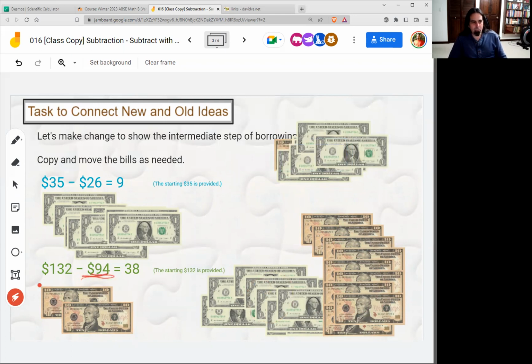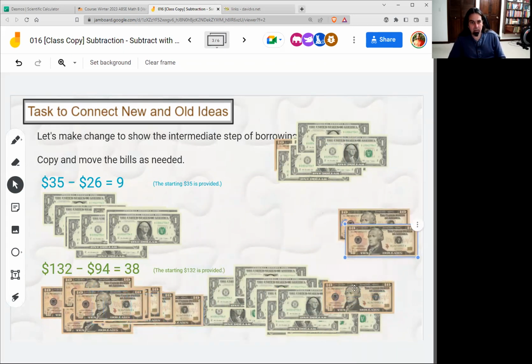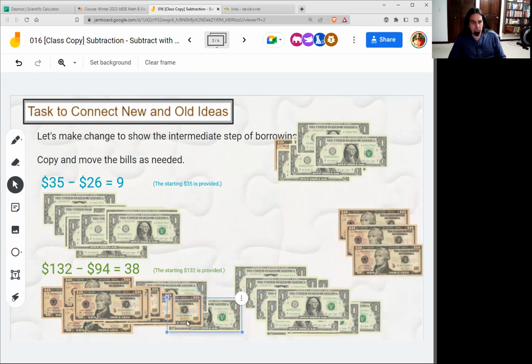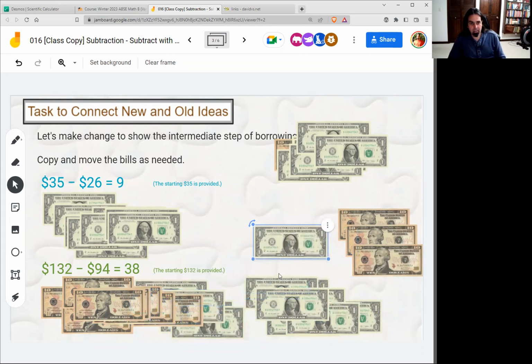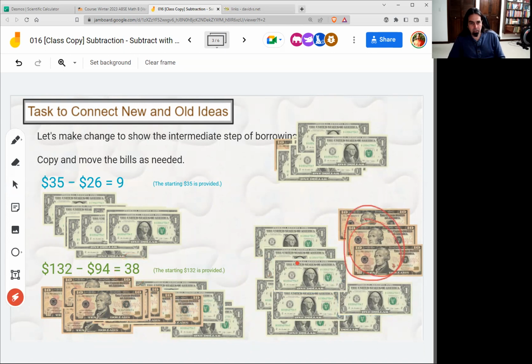So I wanted to make 94 in some place. Let's just start here. 10, 20, 30, 40, 50, 60, 70, 80, 90. 1, 2, 3, 4. So what I have left is the 38, the 30 over here, and the 8 over here. 94 on this spot, 38 on that spot.